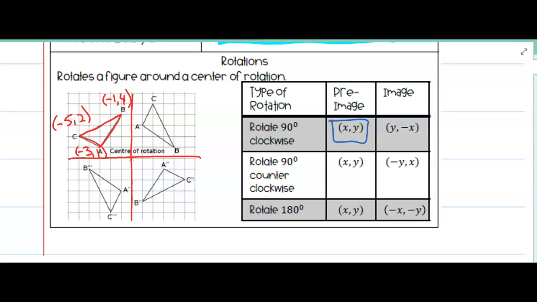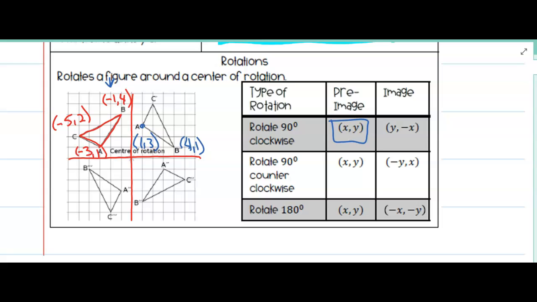If I take A, it tells me I'm going to take my x coordinate, which for point A is negative 3, and I'm going to flip its sign. So the negative 3 becomes a positive 3. And then you're going to flip the x and the y. So it's going to turn into 1 comma 3. Notice that's exactly where A prime is. You could do the same thing with B. You flip the x coordinate sign, so the negative 1 turns into a 1, and then you flip the x and the y, you would get 4 comma 1, which notice that's exactly where B prime is. You could do the same thing with C.